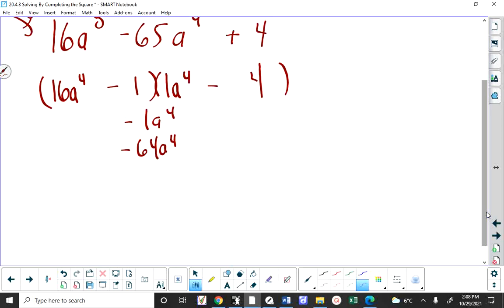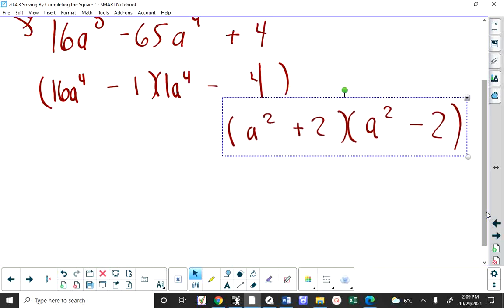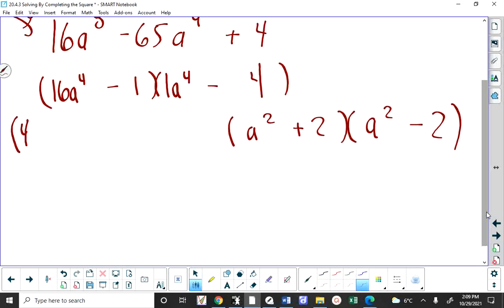Okay. Now, we'll start with a to the 4 minus 4. That's a difference of squares. It can factor into a squared plus 2, a squared minus 2. The 16a to the 4 minus 1 is also a difference of squares: 4a squared plus 1, 4a squared minus 1.